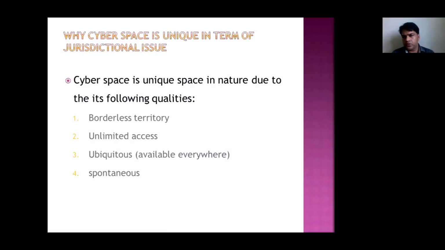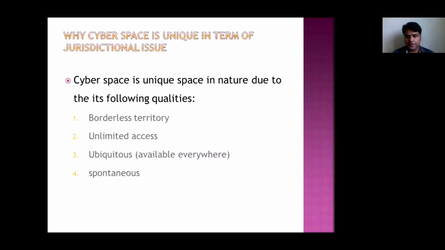Why are we not able to apply those laws which we are applying in the physical world, or in the real world, as we say? Now, there are so many reasons because of the nature of cyber law or cyberspace itself. Sometimes it becomes difficult, as the law of the real world or the physical world cannot be applied in cyberspace or to the activities which are there in the cyberspace.